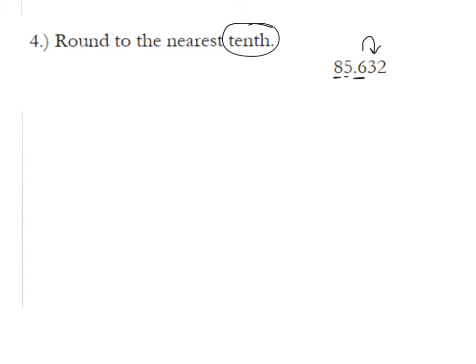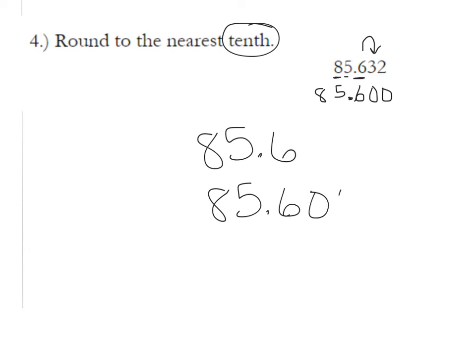So we're going to look next door. 3 is not 5 or higher. So we're going to let the 6 rest. Everything behind it changes to zeros. Everything before it stays the same. So the correct answer should be 85.6 or 85.600. Either way is correct. Check your work with mine, see how you did.